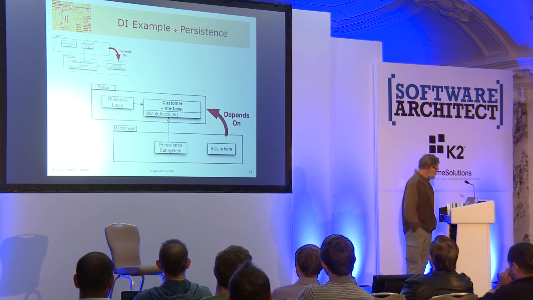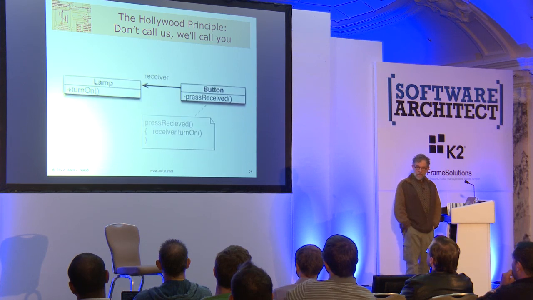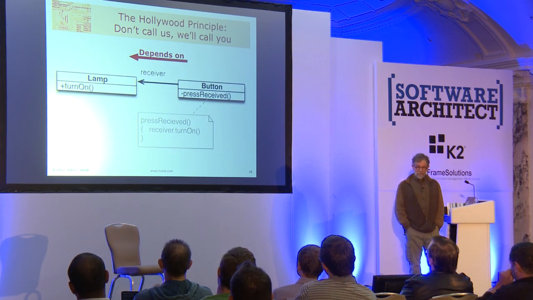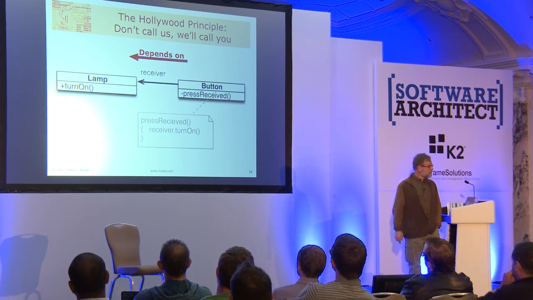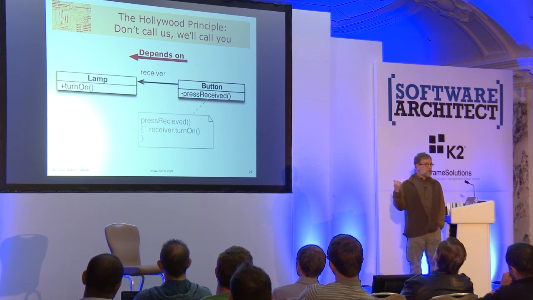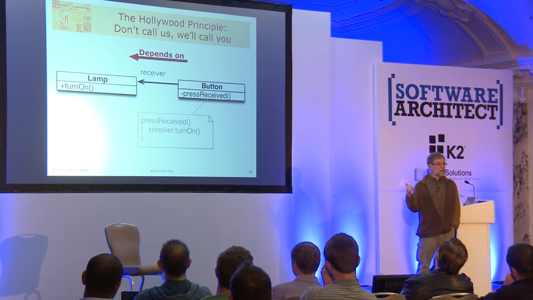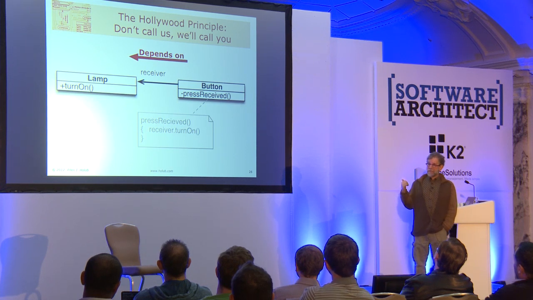So that's on the big scale. Let's look at it on a smaller scale. Imagine a world in which we did not have an event model. In other words, if a button press turned on a lamp and we didn't have an event model, we'd have to do it like this. And this makes the dependency inversion, or at least the need for dependency inversion, painfully obvious. We really do not want our button class to be dependent on the lamp class.